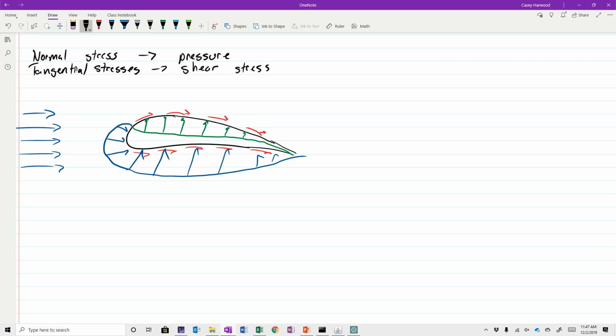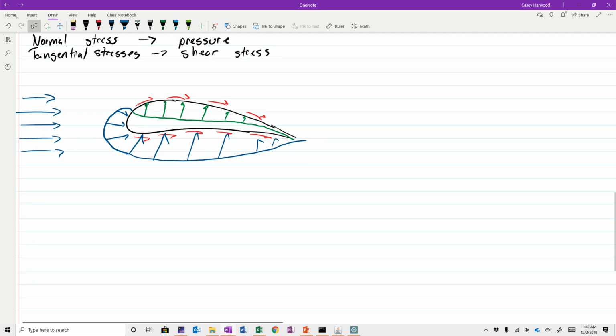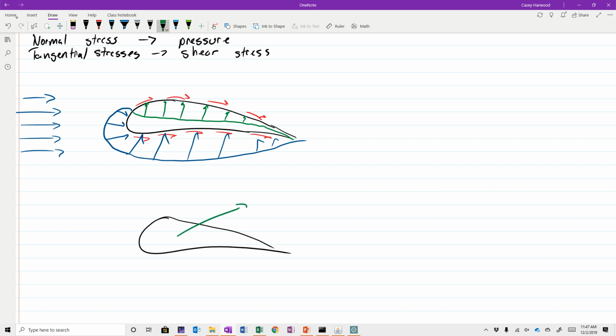Now, if we were to take all of these stresses and integrate them, as we do when we integrate stresses, we'll find that we can boil down these combined normal and tangential stresses. Make that a little bit prettier. They'll all boil down into a single resultant force.